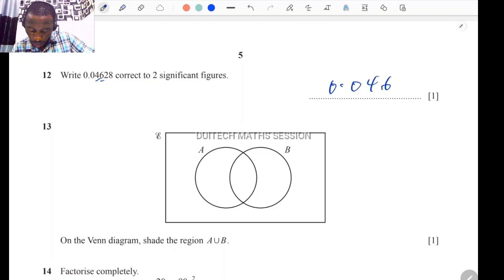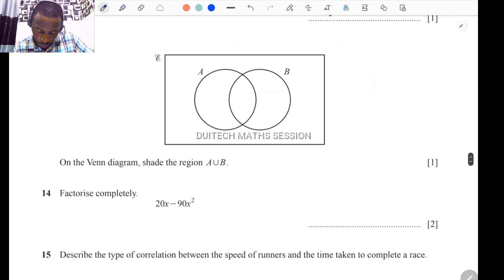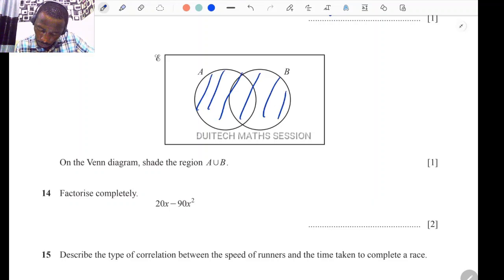0.046. The next one says on the Venn diagram, shade the region U union A. When you say union, we're talking about all the values in the set, so everything is involved. The union is all the values in the set.